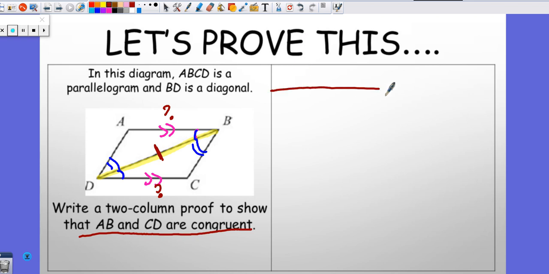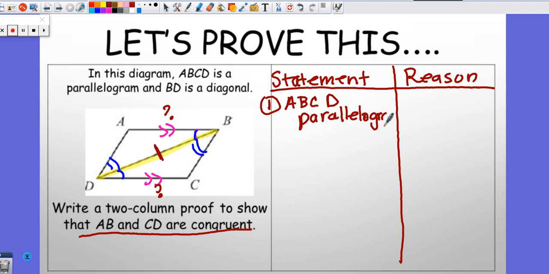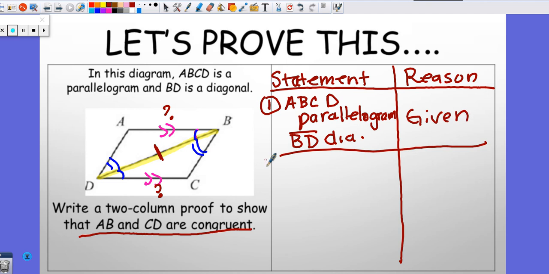So we're going to do a two-column proof. And we're going to have our statement and then our reason. Number one is the given. And it says that ABCD is a parallelogram. And I'm going to write shorthand. It's a parallelogram. And it's also telling us that BD is a diagonal. All right, and that is the given. You can write the given on more than one line.